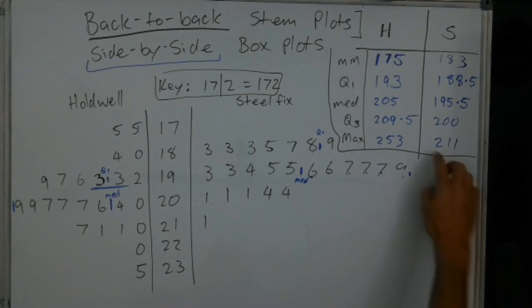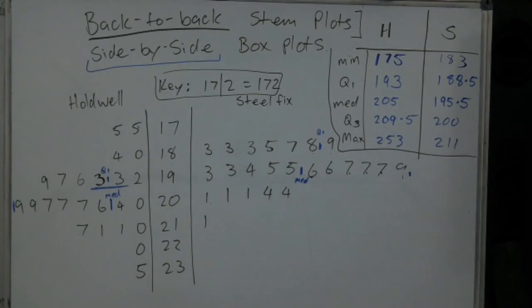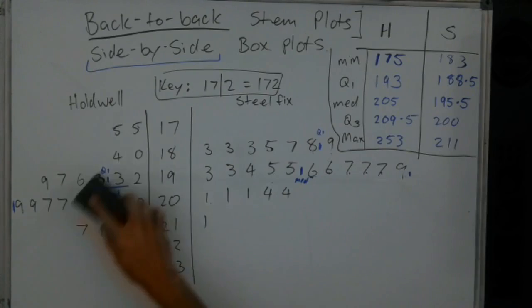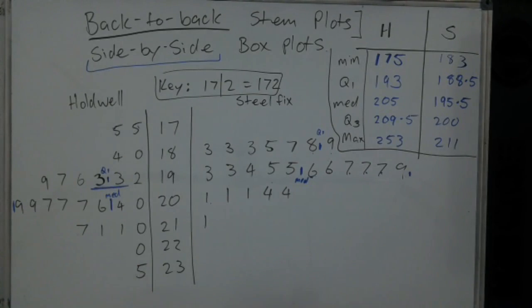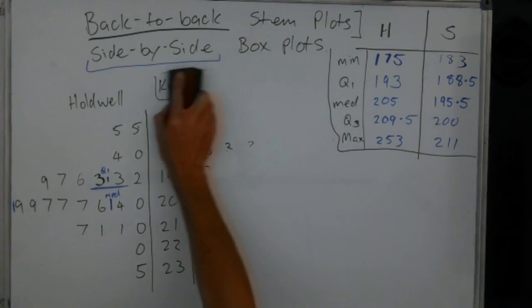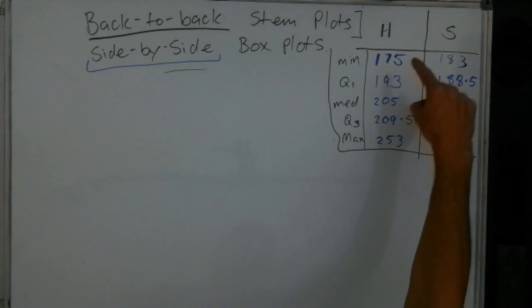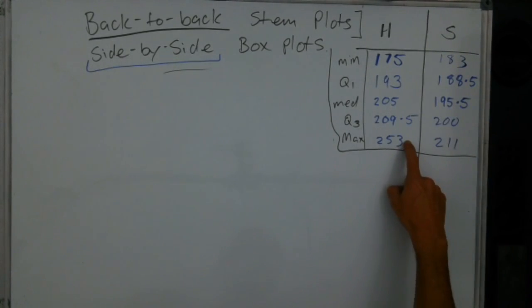So now we've got these 5 figures for both sets of data. We can jump in and do our box plots. So I'm going to rub all this out. We don't really need it now that we've used it to get our values. Okay, so what did I do with the ruler? Oh, there it is. Okay, so we have values between, what's our smallest, 175 and 253.